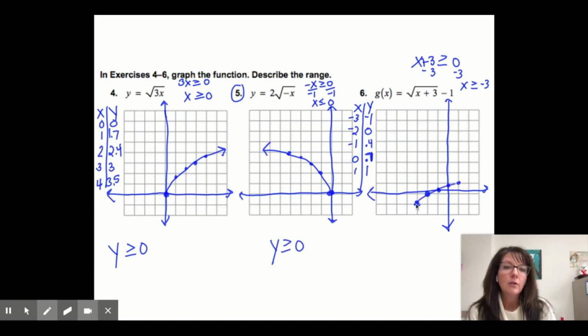So we'll draw our graph kind of like this, right? Now, look at this range, right? It's starting right here at -1. So y would be greater than or equal to -1. All right.